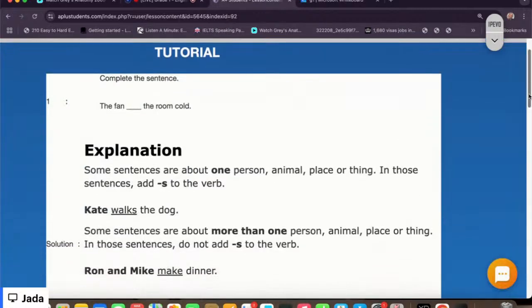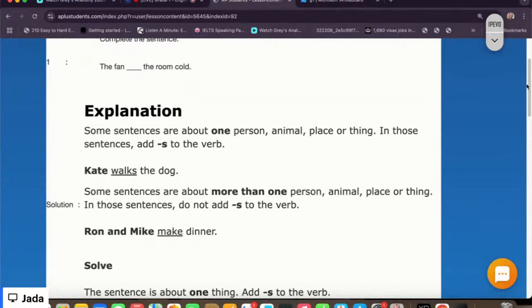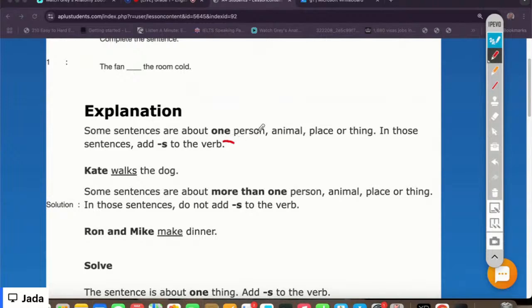Some sentences are just about one, like we talked about earlier. When it's about one person, animal, place, or thing, you need to add s to the verb. If it's about one person, you add s, just like we say Kate walks the dog. Kate is one person, so the verb will have s. It's just like saying he runs fast. He is just one, so the verb needs to have s.